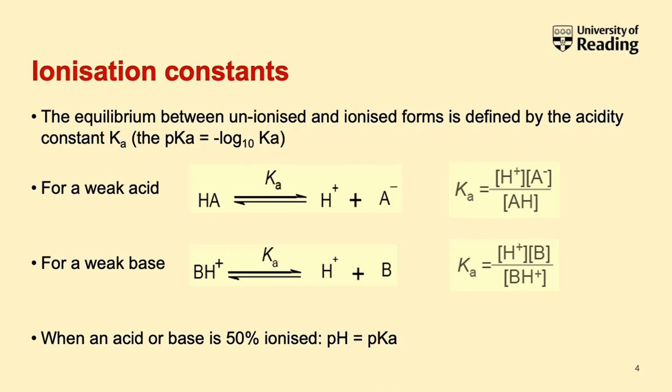Now, at the point where the amount of product and the amount of reactant is the same, the Ka will be 1. The concentration of reactants will equal the concentration of products. So when an acid or base is 50% ionized, that will be when the pH equals the pKa. I talk about Ka here. pKa is minus log to the base 10 of the Ka, so minus log to the base 10 of these ionization constants.